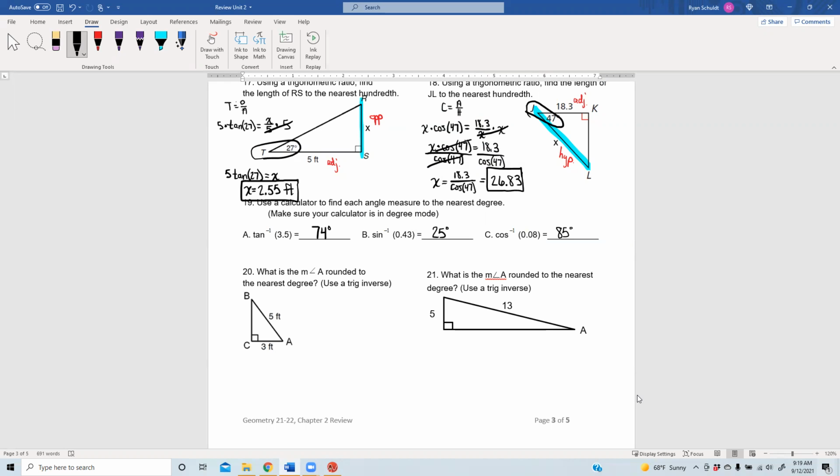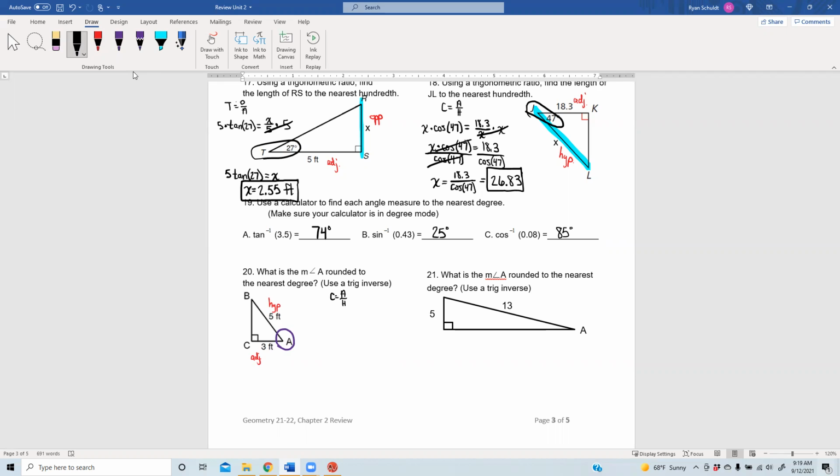Okay, number 20. Find the measure of angle A to the nearest degree. And they give us a hint: use the trig inverse. So A, where is A at? A is right there. How is that 3 related to angle A? It's adjacent to it. The 5 is your hypotenuse. Which one uses adjacent and hypotenuse? Cosine.